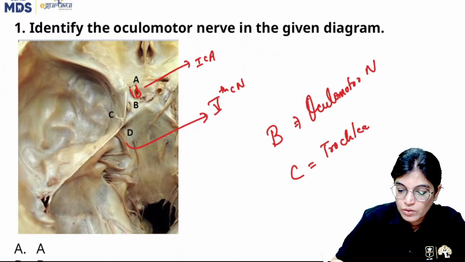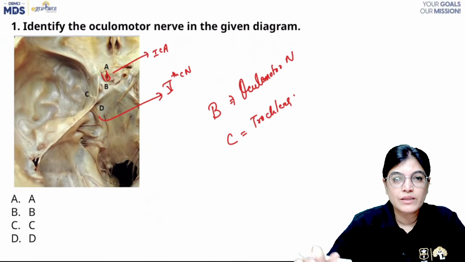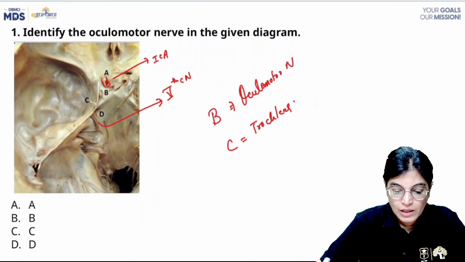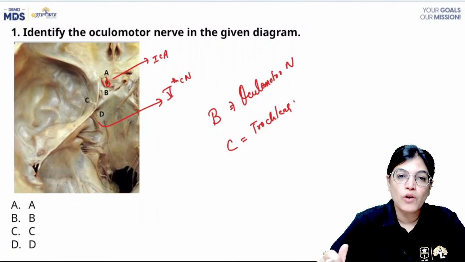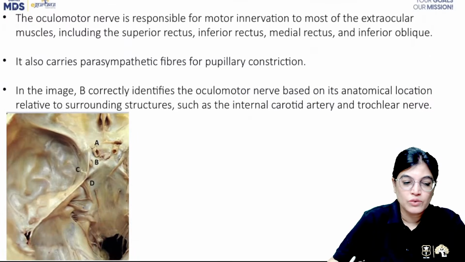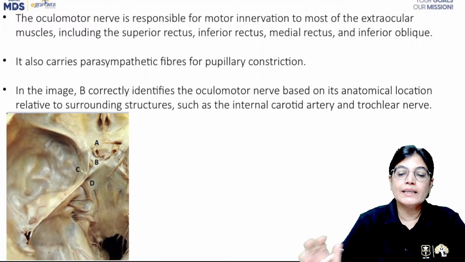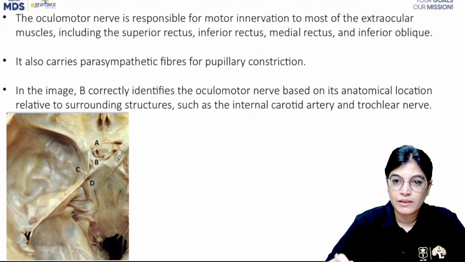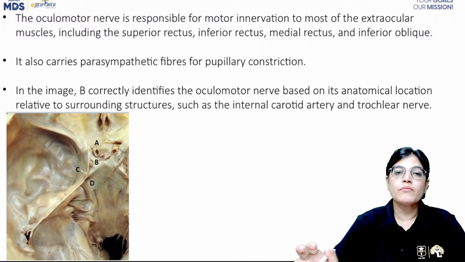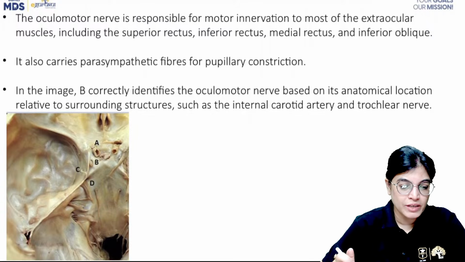We know that the oculomotor nerve lies close to the internal carotid artery in this image, and it is related to the lateral wall of the cavernous sinus. The corresponding location of the oculomotor nerve is B. The oculomotor nerve is a very important nerve which gives innervation to the extraocular muscles, and it also carries parasympathetic innervation for pupillary constriction because it supplies the sphincter pupillae muscle, and it also supplies the ciliary muscles. So it is very important for the accommodation reflex.